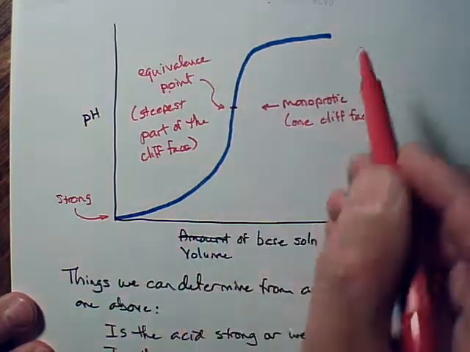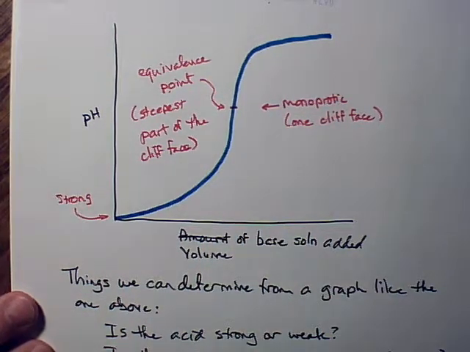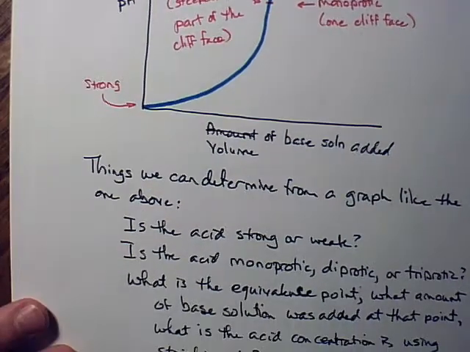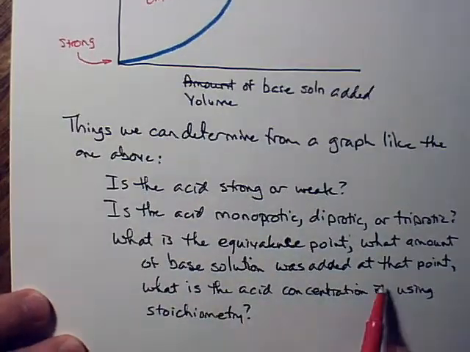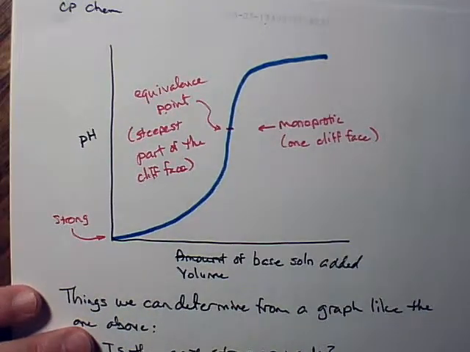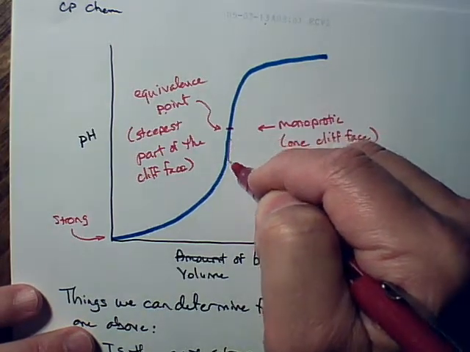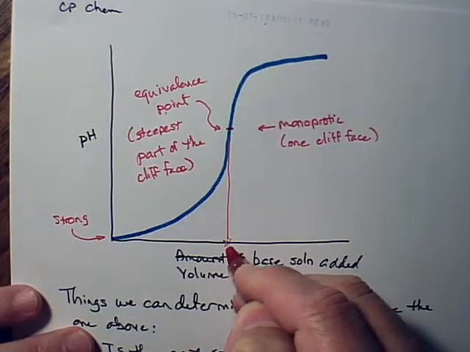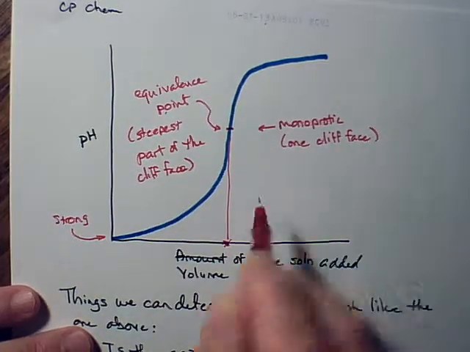So, by looking at the shape of the graph, we can tell it's a strong acid, and we can tell it's monoprotic. From the equivalence point, we can figure out the rest of the things we want to know. What amount of base was added at the equivalence point? Well, to find out how much base was added, all we have to do is draw a vertical line that goes right down here and read how much base was added.